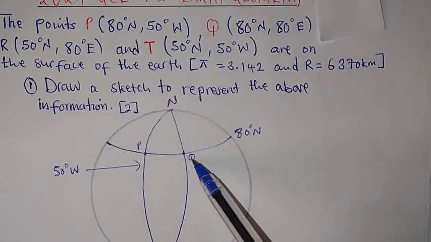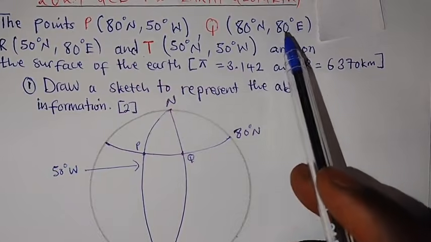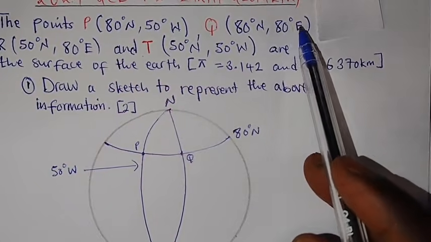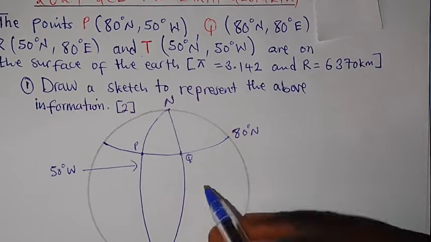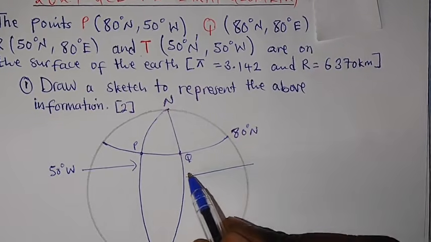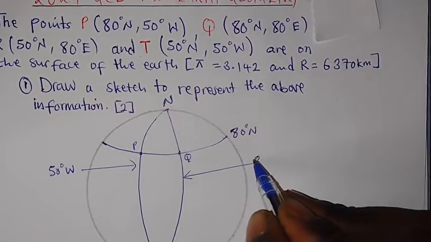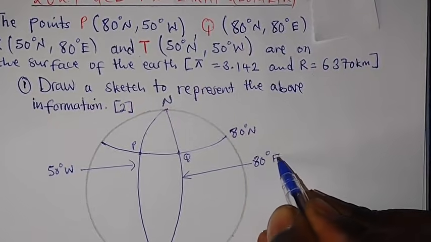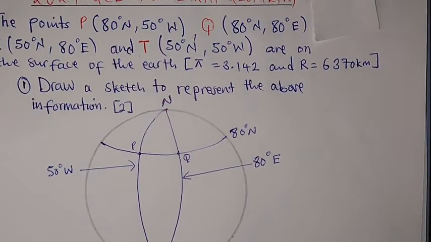Now, why have we put Q here? We have put Q here because the longitude for Q is 80 degrees east. Okay, so this is where we are going to have this longitude. We even indicate 80 degrees east. I hope this is clear.